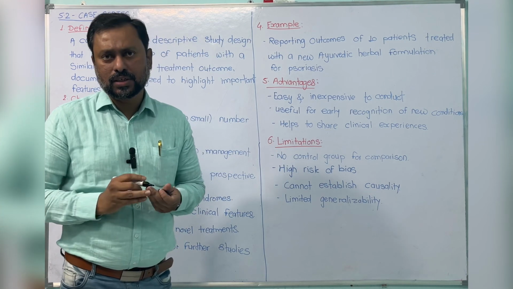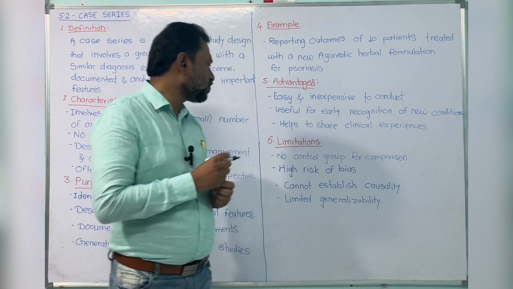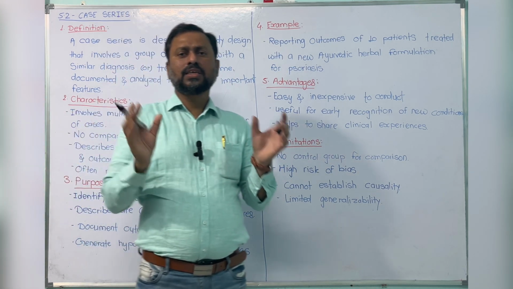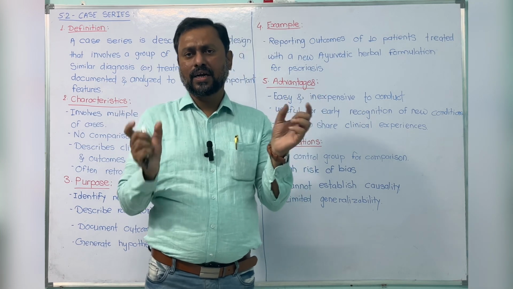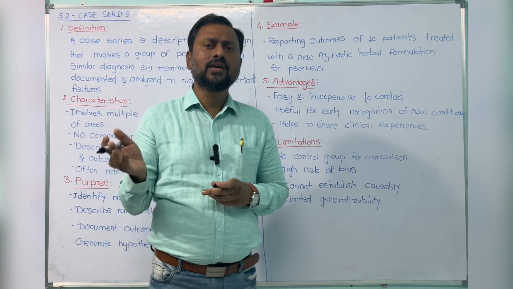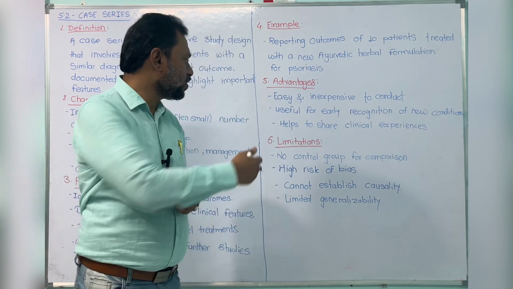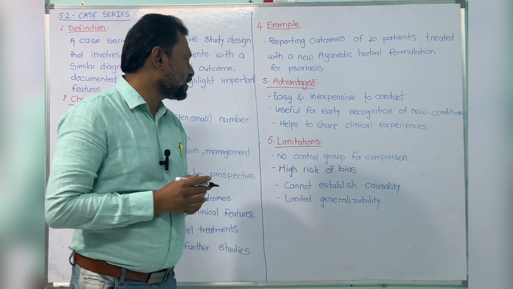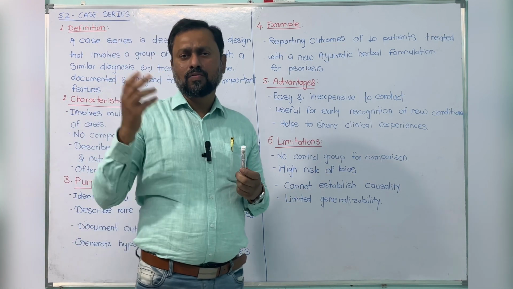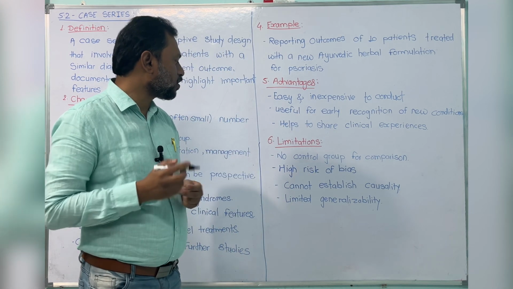Next are the limitations. What are the limitations of the case series? The first is no control group for comparison. Just now I told you there is no placebo and no standard drug; two groups are not there. Here you cannot tell that your drug is good or your research work is good, because there is no control group for comparison. The second is high risk of bias, because there are chances of mistakes or one-sided results.